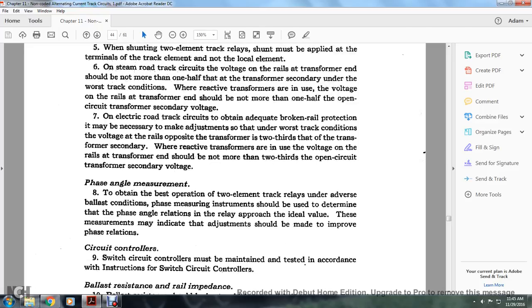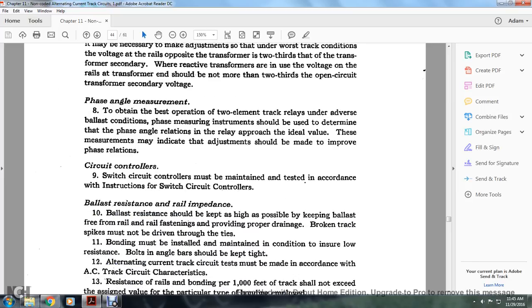8. Phase angle measurement to obtain the phase operation of 2-element track relays under diverse ballast conditions. The phasing measuring instrument should be used to determine the phase angle relations of the relay approach with the ideal value. These measurements may indicate that adjustment should be made to improve the phase relationship. 9. Circuit control. Switch control. Circuit controllers must be maintained and tested in accordance with the instruction for switch circuit controllers.